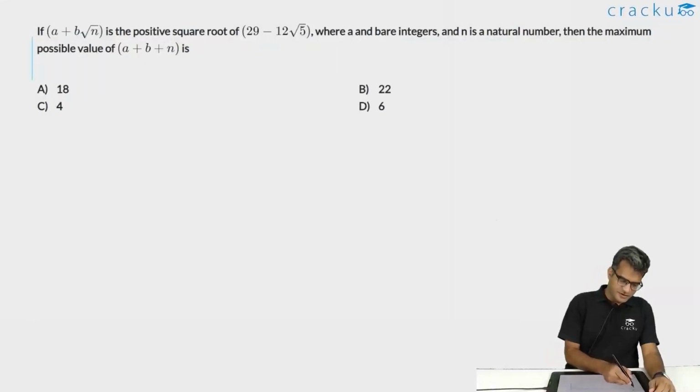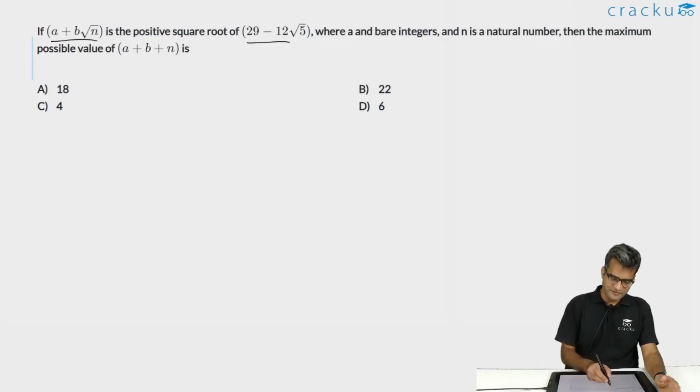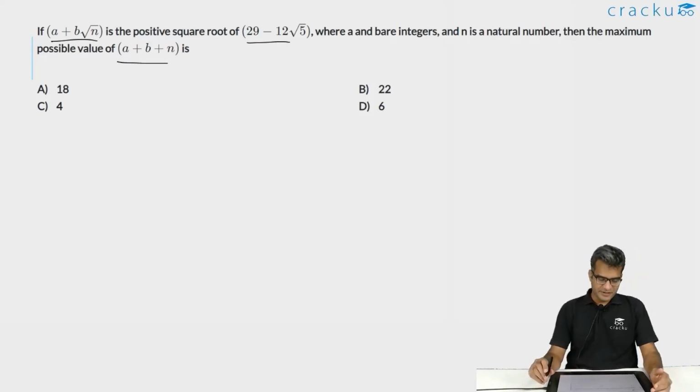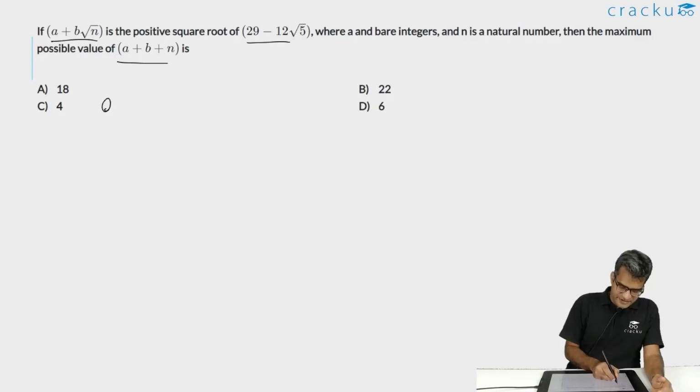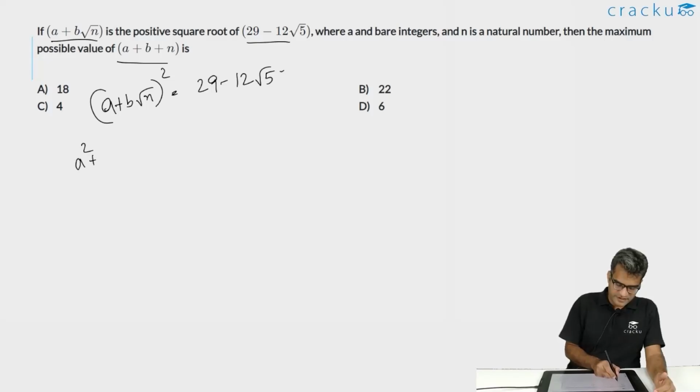In this question, we are told that a plus b root n is the positive square root of 29 minus 12 root 5. a and b are integers where n is a natural number. We are asked to calculate the maximum value of a plus b plus n. So if you are squaring a plus b root n, we have to get 29 minus 12 root 5. So if you are expanding the left hand side, you are going to get a square plus b square n plus 2ab root n is equal to 29 minus 12 root 5.